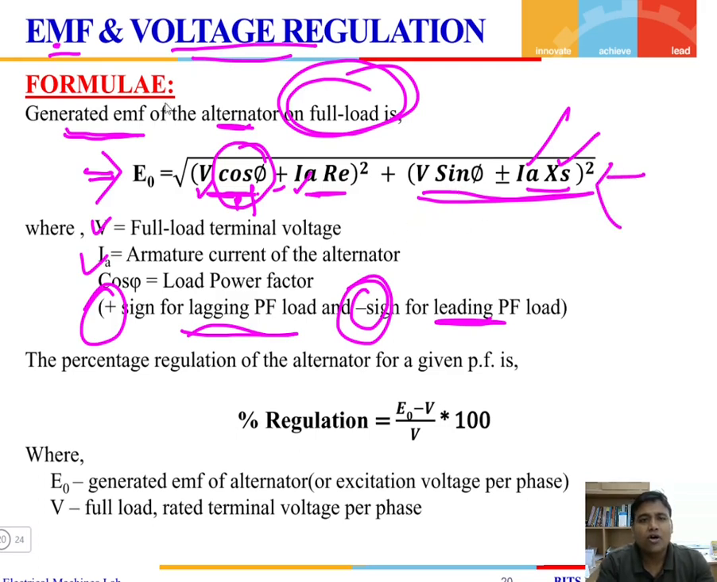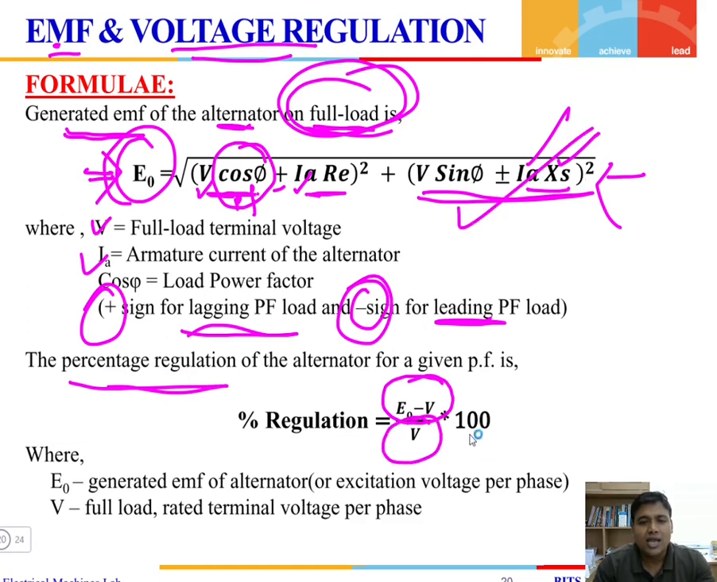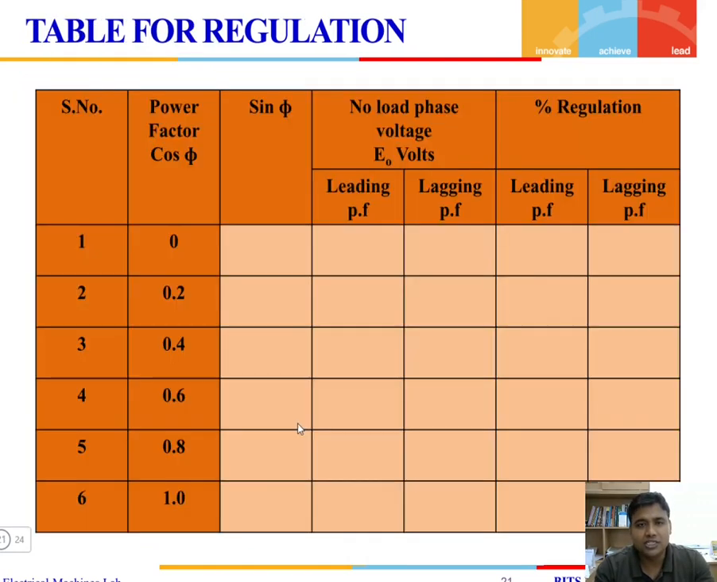Once we have obtained the value of the EMF under the full load condition, the percentage voltage regulation formula is the change in the terminal voltage from no load to full load value divided by the full load voltage. From this equation we can find E naught, and V is the full load rated terminal voltage, which will be given in the nameplate rating. So we can find the percentage voltage regulation for a given power factor condition.